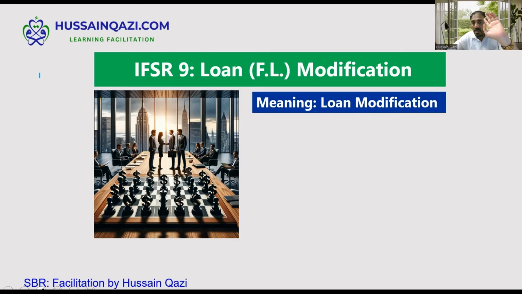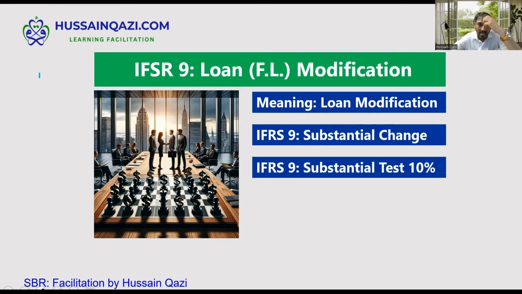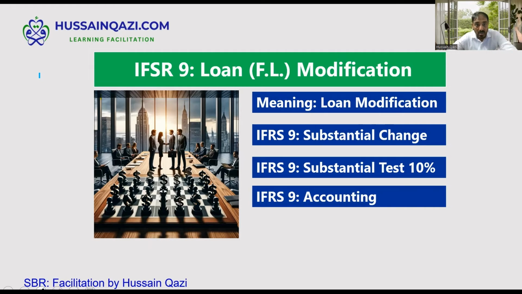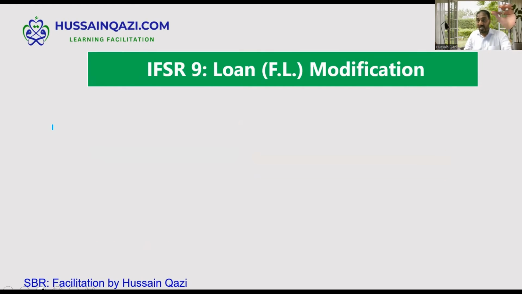The sequence is, number one, we will cover the meaning of loan modification. Then we will cover the term substantial change. Then we will cover a test called the substantial test recommended by IFRS 9 for loan modification. That's the 10% substantial test. Then we will cover the accounting of loan modification by IFRS 9 and then conclude our session with a comprehensive example. So let's start the session with an example to develop your mindset.